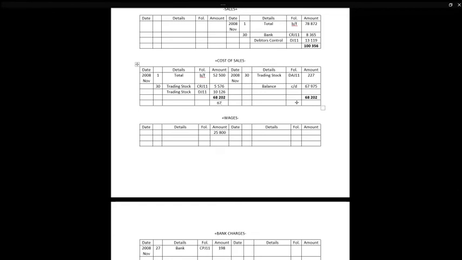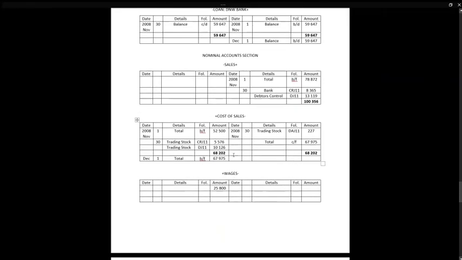My new opening balance will be 67,975 rand. It's an opening balance, therefore I made a mistake. Carried down will become carried forward and balance will become total. See how easy it is to make that mistake? Okay, and carried down will become carried forward, or brought down will become brought forward. My details will become total, balance becomes total, first day of December. There you go.